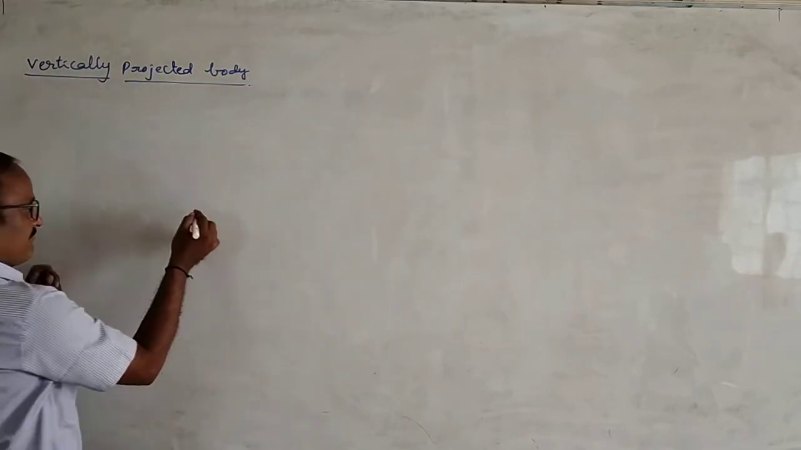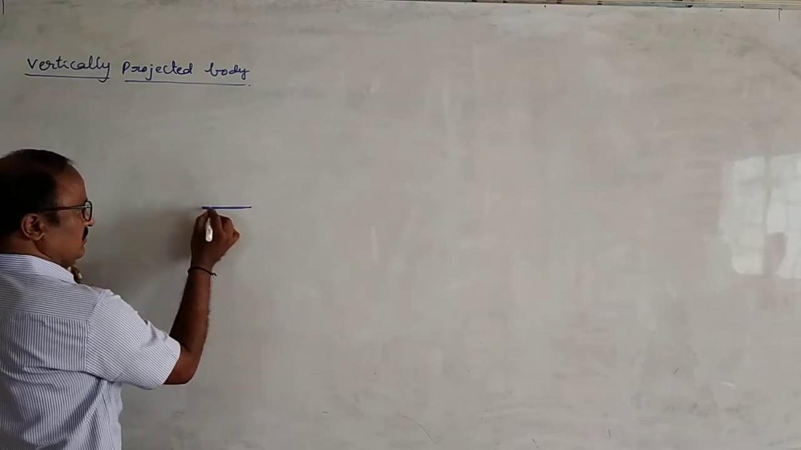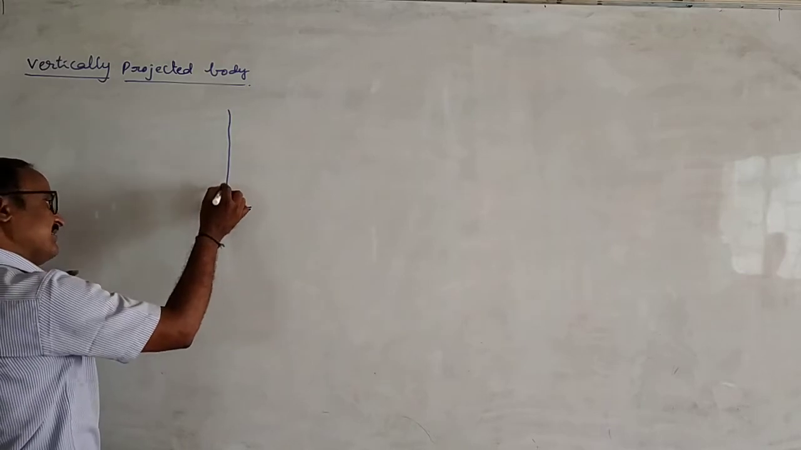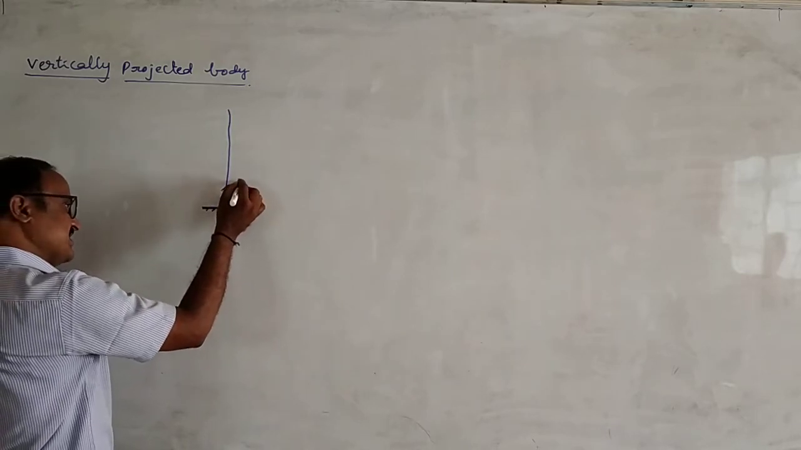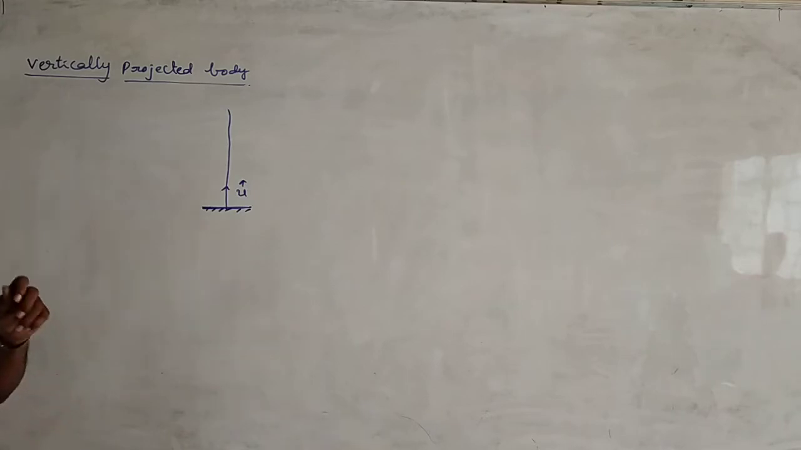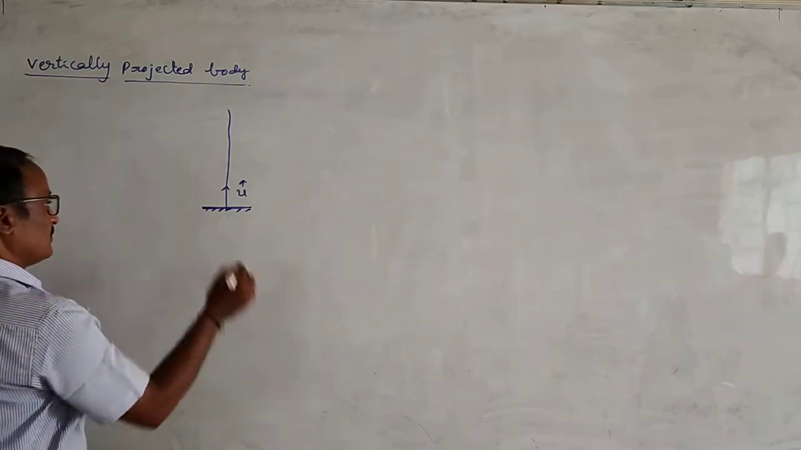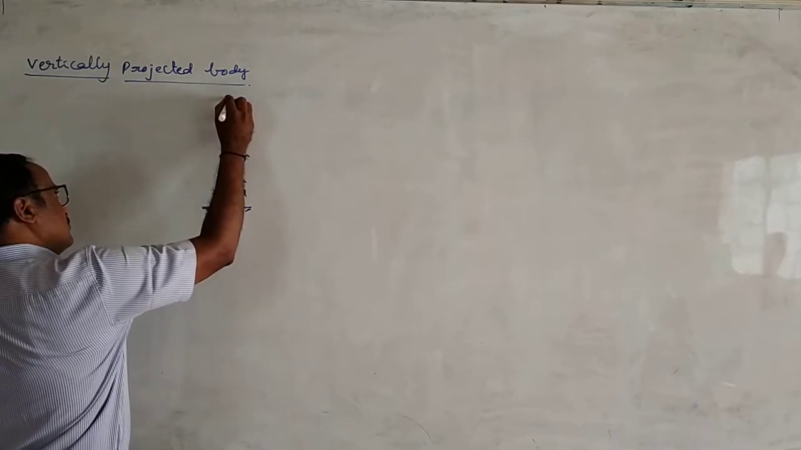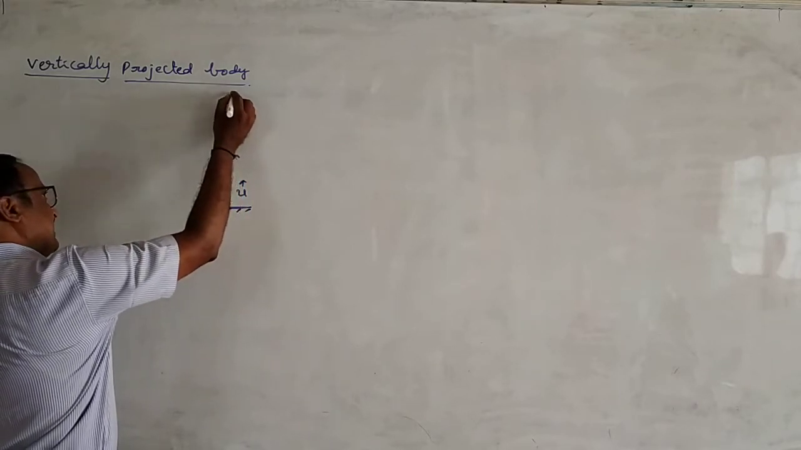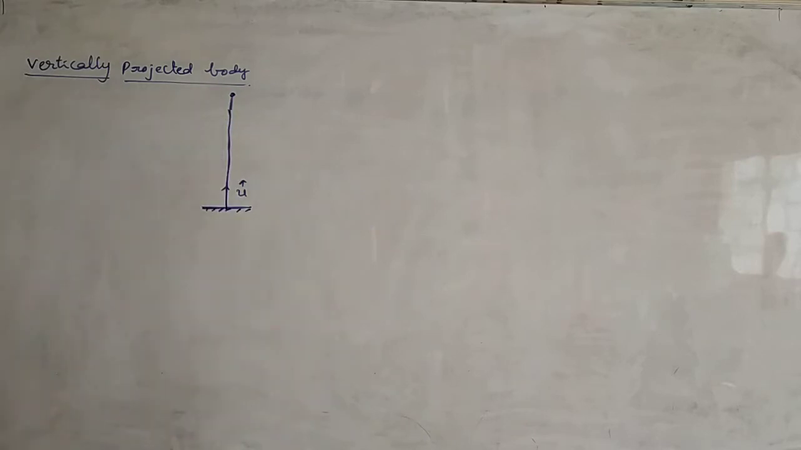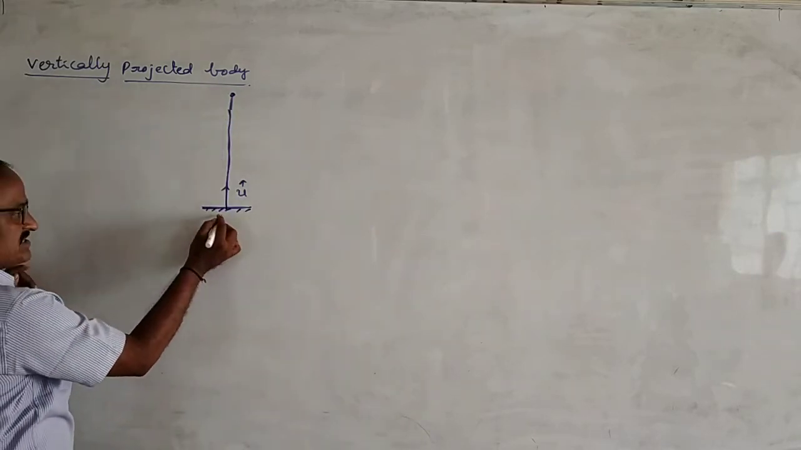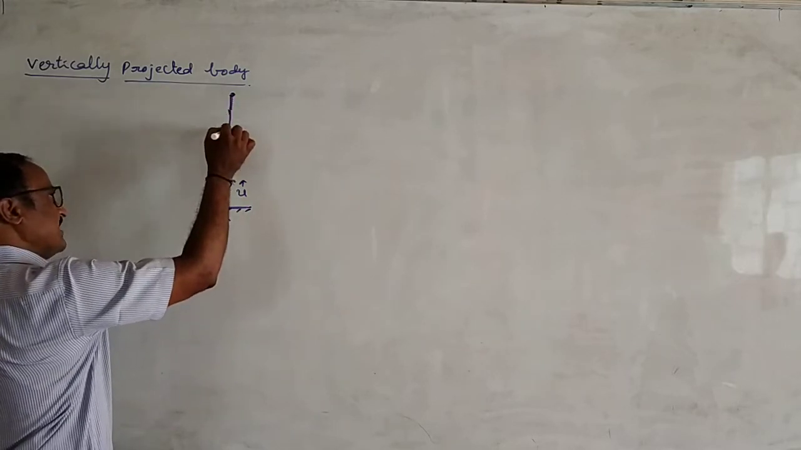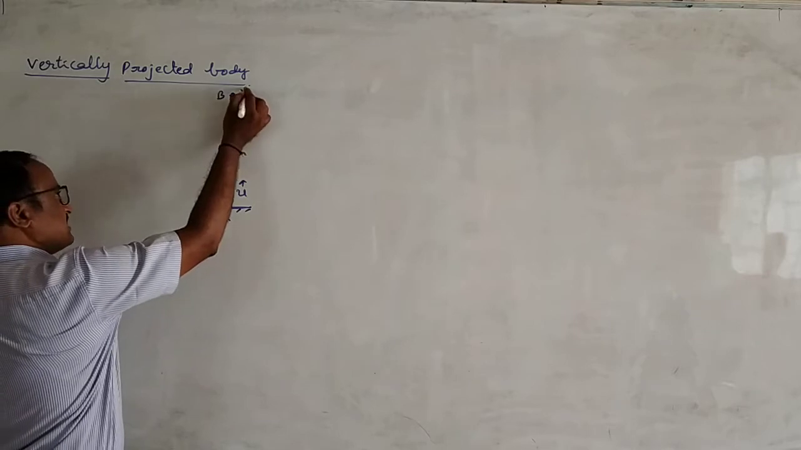For example, a body of mass m is projected vertically upwards from the ground. It is a ground point. Let the body be projected vertically upwards with some initial velocity u. While going up, the velocity gradually goes on decreasing, and at one point the velocity of the body becomes zero. Let the initial point at which the body is projected be A and the final point which the body reached, where the velocity becomes 0, be B.